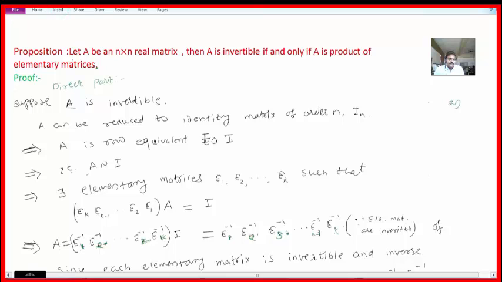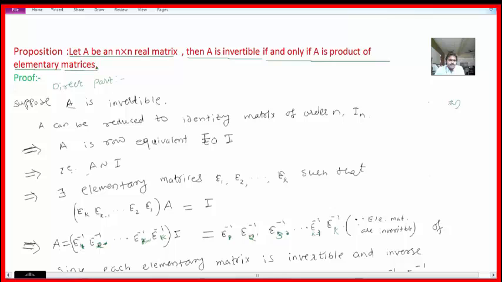The theorem statement is: let A be an n by n real matrix, then A is invertible if and only if A is a product of elementary matrices. That is, the inverse of A exists if and only if A can be written as a product of elementary matrices.